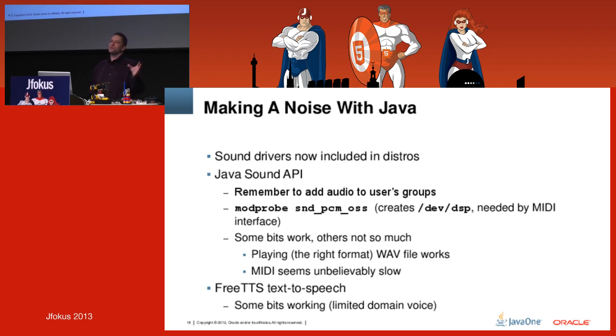One of the first things with the early distributions from the Raspberry Pi organization was that some of the sound drivers weren't fully implemented. There were bits missing. That's now been resolved. So the necessary drivers that you require for sound are all included with the distro. Java Sound API is a bit hit and miss, I'd have to say, in terms of what actually works.